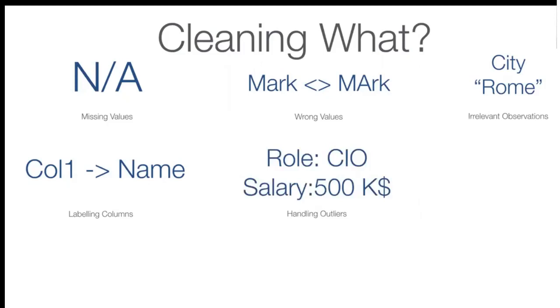Then another important step is handling outliers. In this case, I'm trying, for example, to predict the salary of a person within the company. Should I include within my data set the salary of the CIO, which probably is way out of any other salary within the company, or should I exclude it? We need to analyze and understand outliers, and define an action to either include or change them somehow.